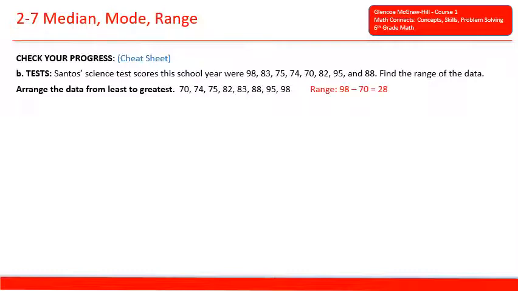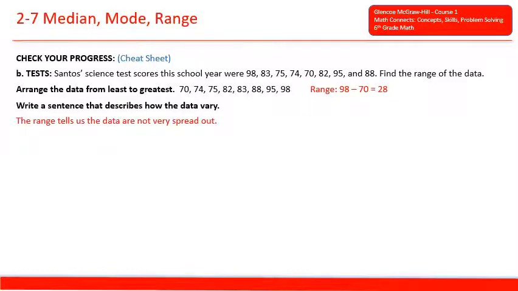And we have a range of 98 to 70, or 70 to 98. So we're going to subtract the least from the greatest and we get 28. So the range of his tests is 28. And we're going to describe how it varies. And it's not very spread out, right? 28, when you're talking about 70 to 98, that's kind of close in range.